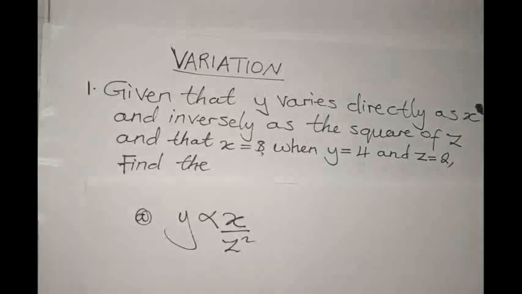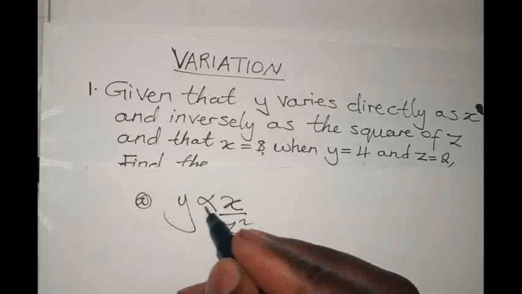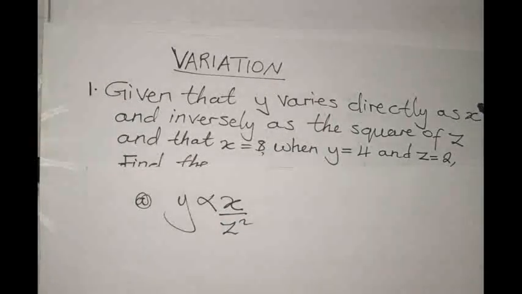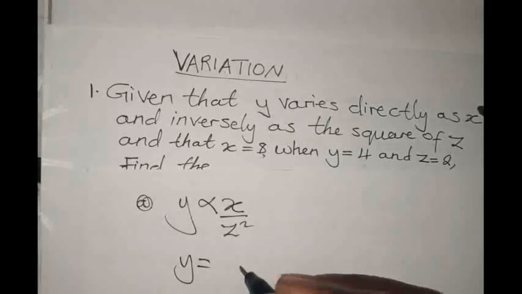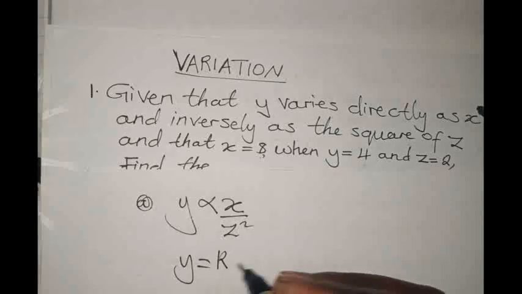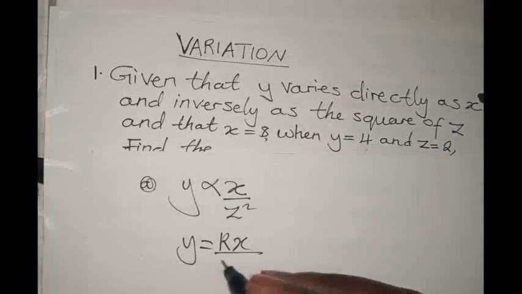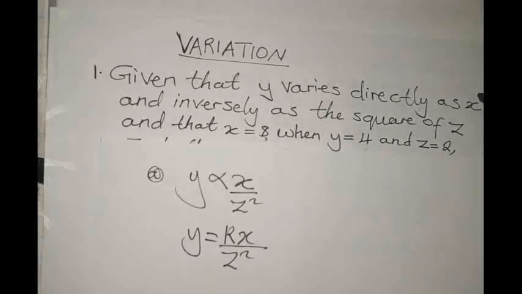We know that the moment we change this variation sign into an equal sign, the constant k is going to be introduced. So y is equal to kx over z squared. Now let's begin answering the question.